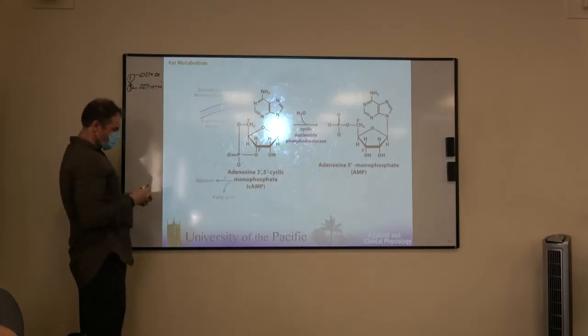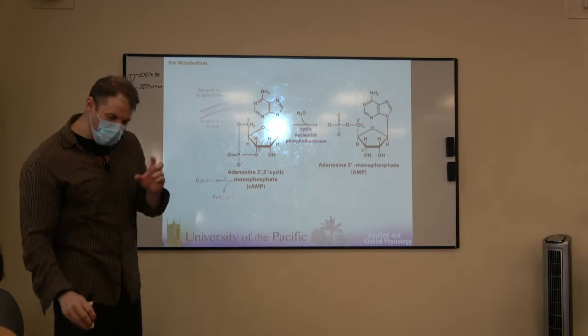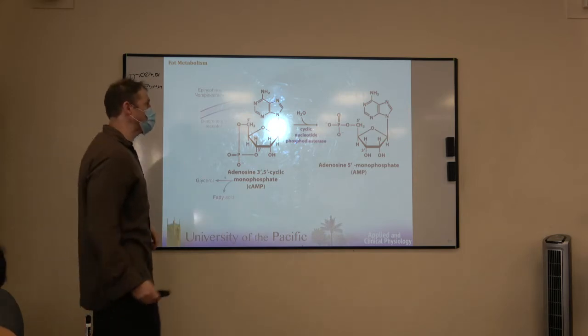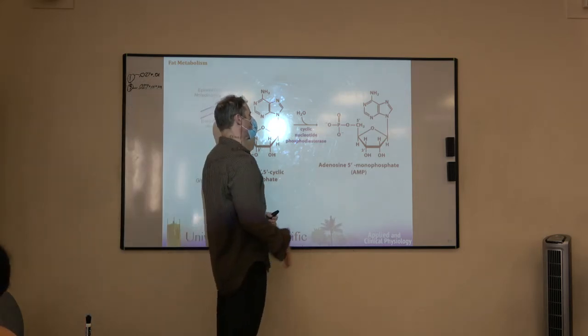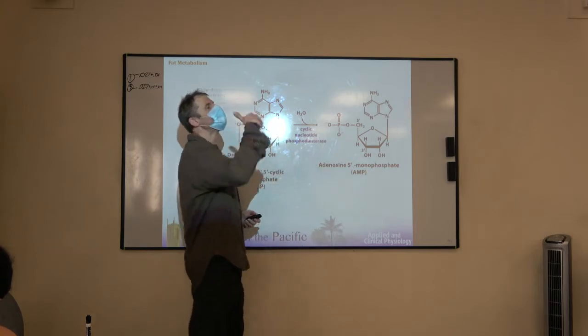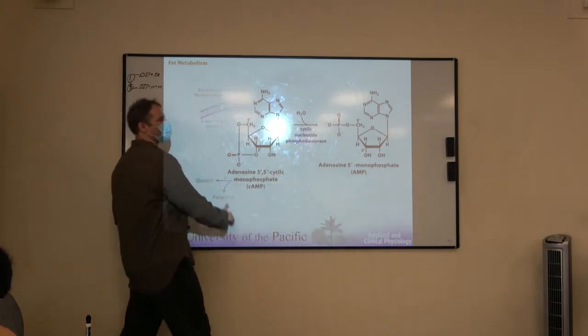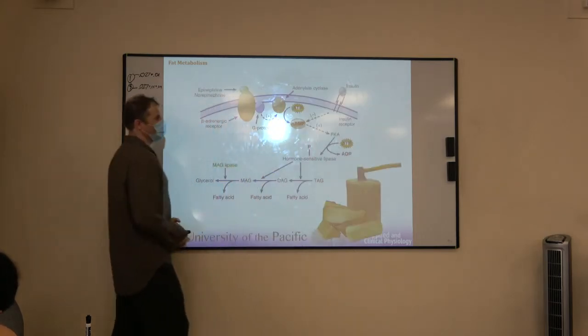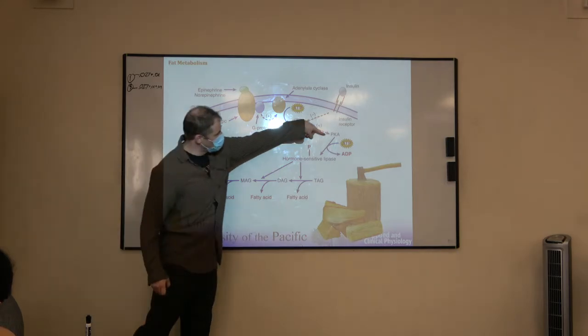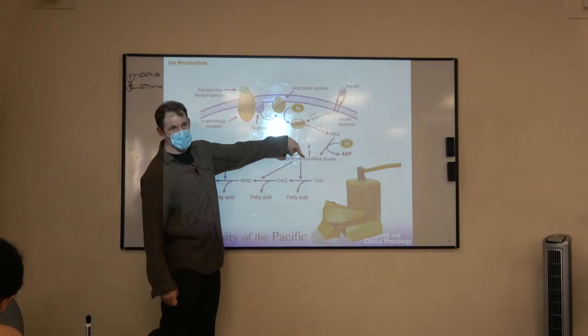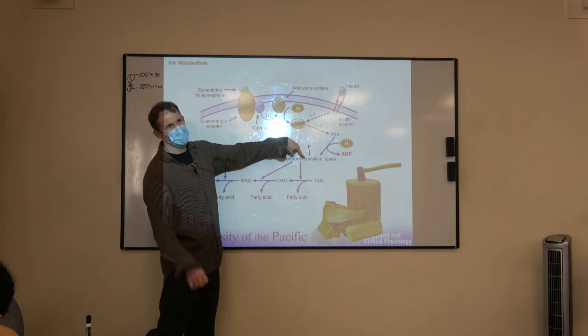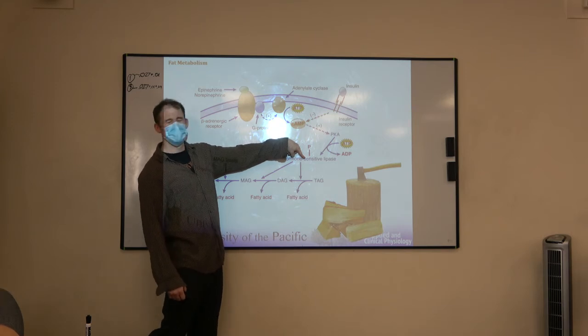PKB, so PI3K, PKB, we're activating PDE, that's insulin signaling. We're activating phosphodiesterase PDE. PDE converts cyclic AMP into regular AMP. Regular AMP does not activate PKA, so we do not get phosphorylation of hormone-sensitive lipase. And we do not get activation of perilipin. What's perilipin?